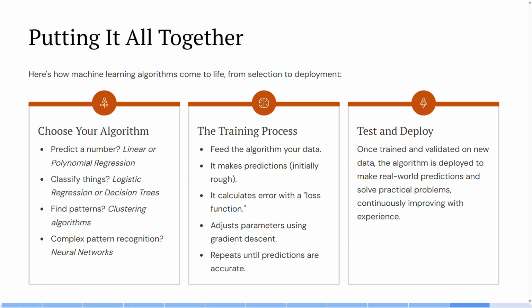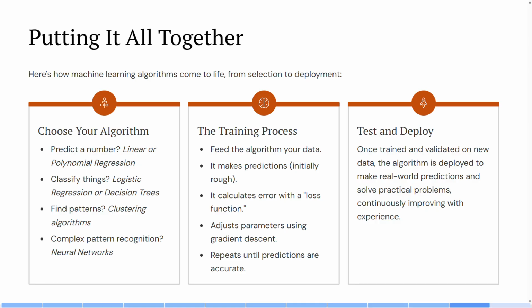So here's how it all works in practice. There are three steps for building any machine learning algorithm for a production environment. The first step is that you choose your algorithm. If you need to predict a number, you would choose linear or polynomial regression. If you need to classify things, you would use logistic regression or decision trees. If you need to find patterns, you would use clustering algorithms. If you need complex pattern recognition, or if you want to land a rover on Mars, you would use neural networks.